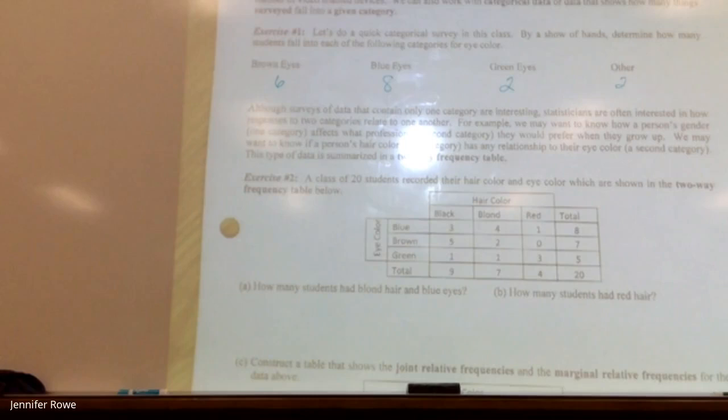Okay, a class of 20 students recorded their hair color and eye color, which are shown in the two-way frequency table below. How many students had blonde hair and blue eyes?